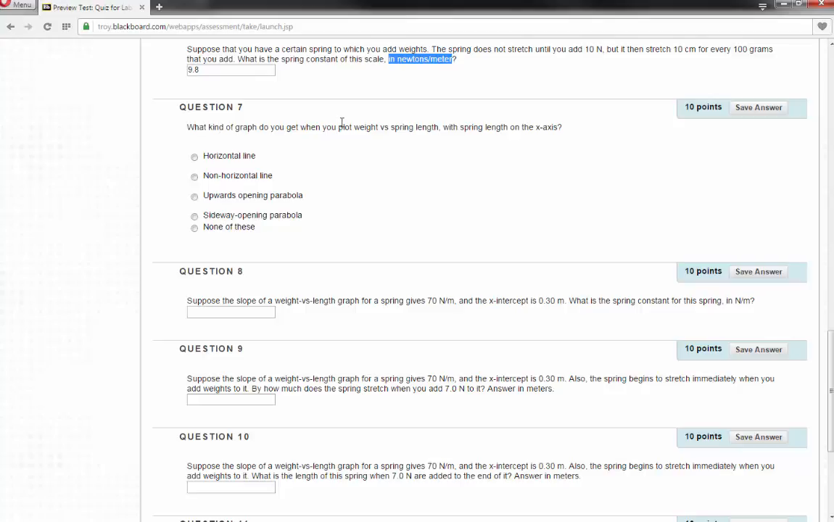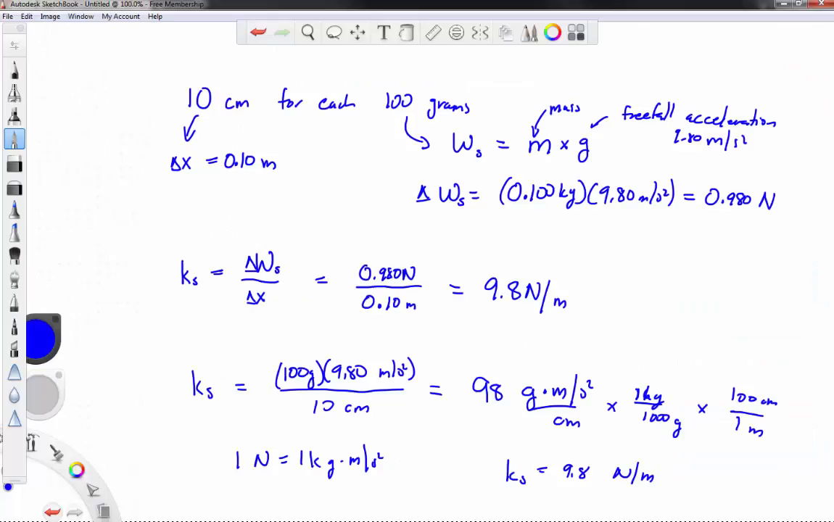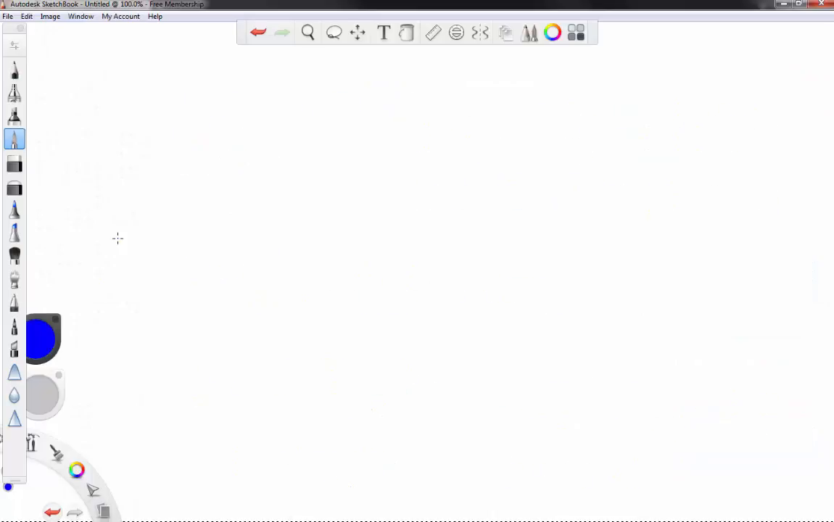Next thing it asks, what kind of graph do you get when you plot weight versus spring length with spring length on the x-axis? You might interpret this to represent the total weight or the stretching weight. It doesn't actually matter which one you pick, because both of them are going to give the same answer. I'll show you what that is. Let's open back up my workspace here.